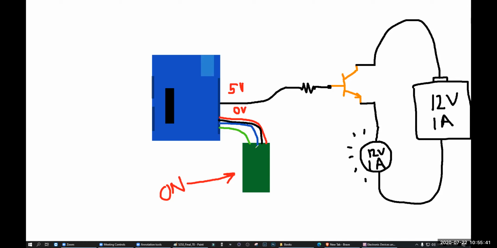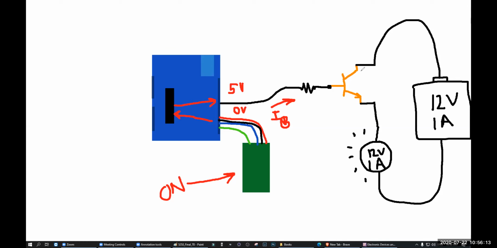This on signal will go to the microcontroller. The microcontroller will decide, okay, maybe you want to turn on the light. On signal, right? So what will it do? It will send a 5 volt. So this on signal will come here. This 5 volt signal will go to the pin. So this 5 volt will create a what? A current. This current is called IB, base current.